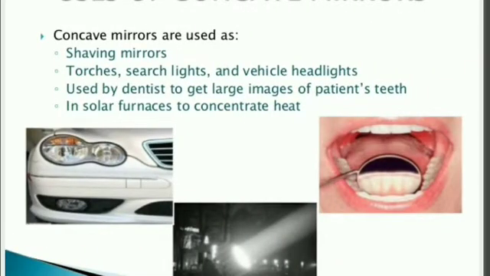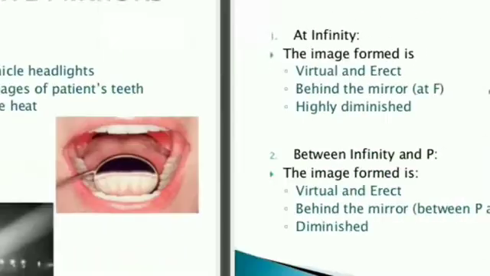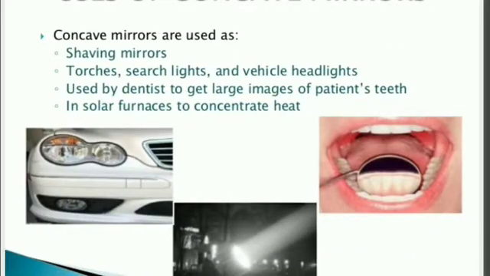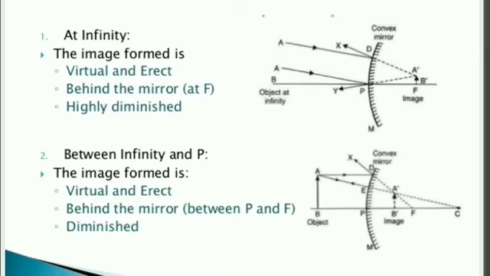Then after that we have done uses of concave mirror. Concave mirrors are used in searchlights, torches and vehicle headlights, in shaving mirrors also, and they are used by dentists to make large images of patients' teeth, in solar furnaces to concentrate heat, as well as in solar cookers. When we use this mirror in a solar cooker, it is called a concentrated solar cooker. Okay, then image formed by convex mirror.